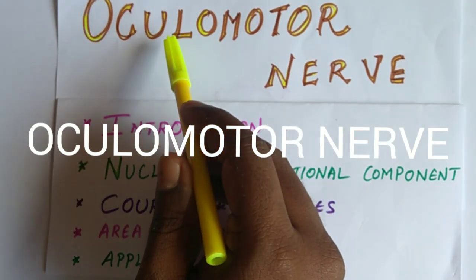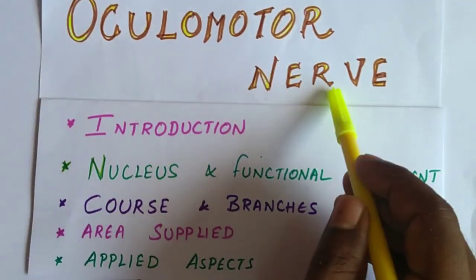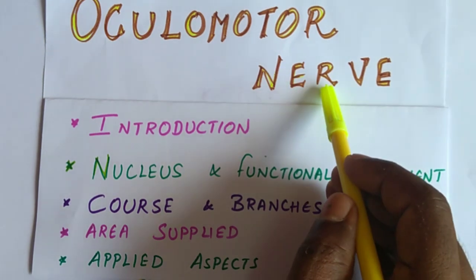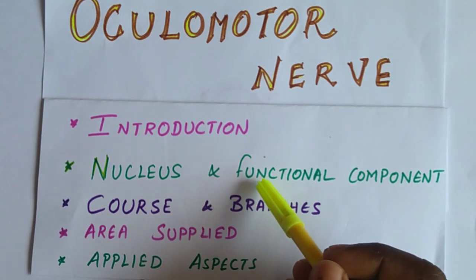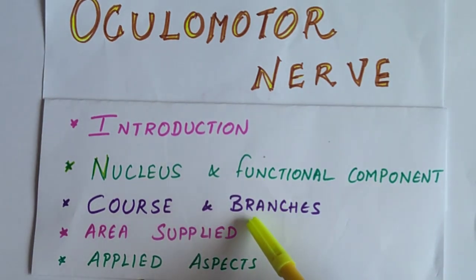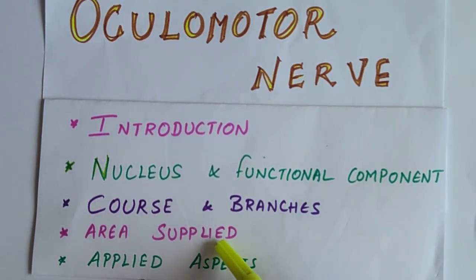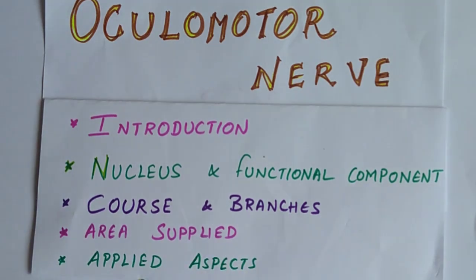Good morning. Today let us study about the oculomotor nerve, which is the third cranial nerve. This oculomotor nerve we will discuss under the following headings: the introduction, the nucleus and functional components, course and branches, and the applied importance.